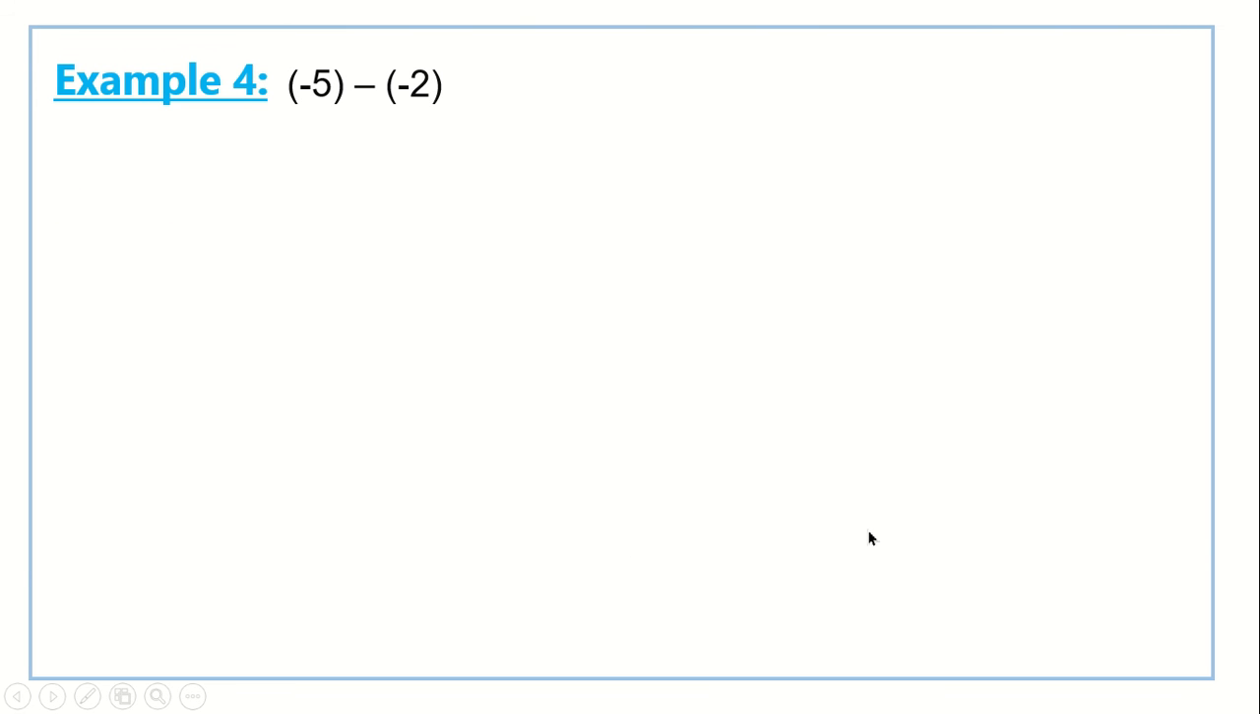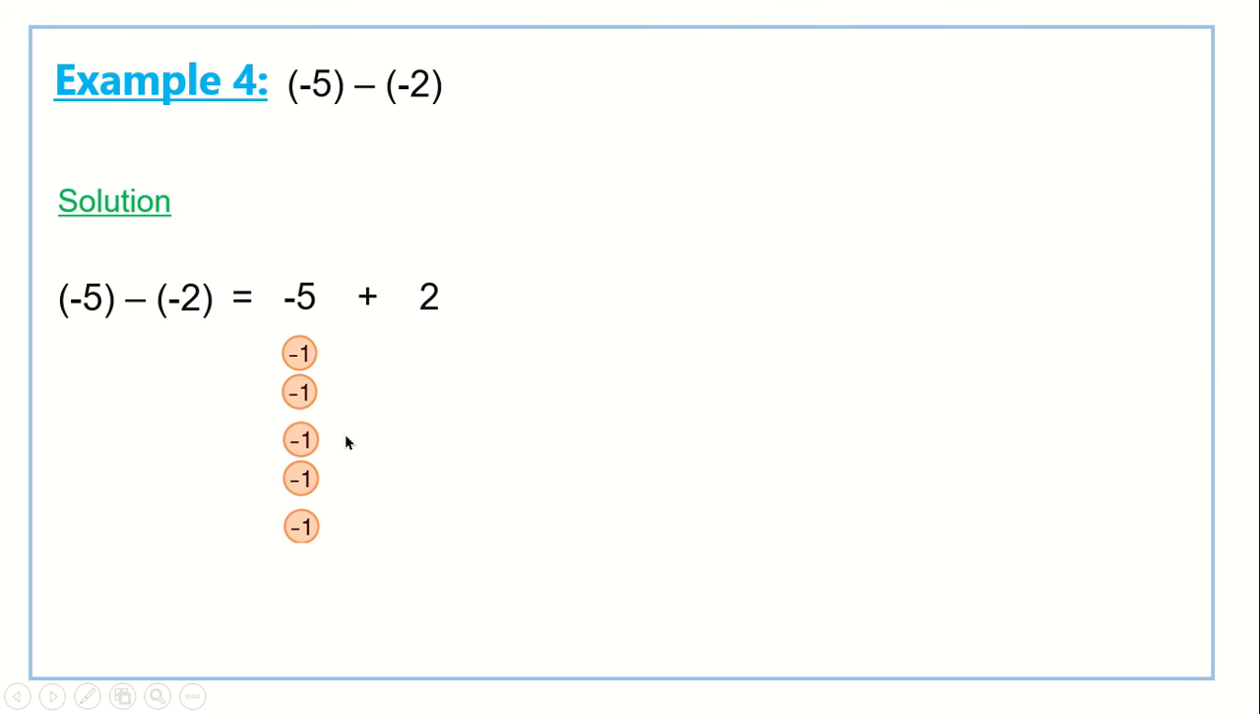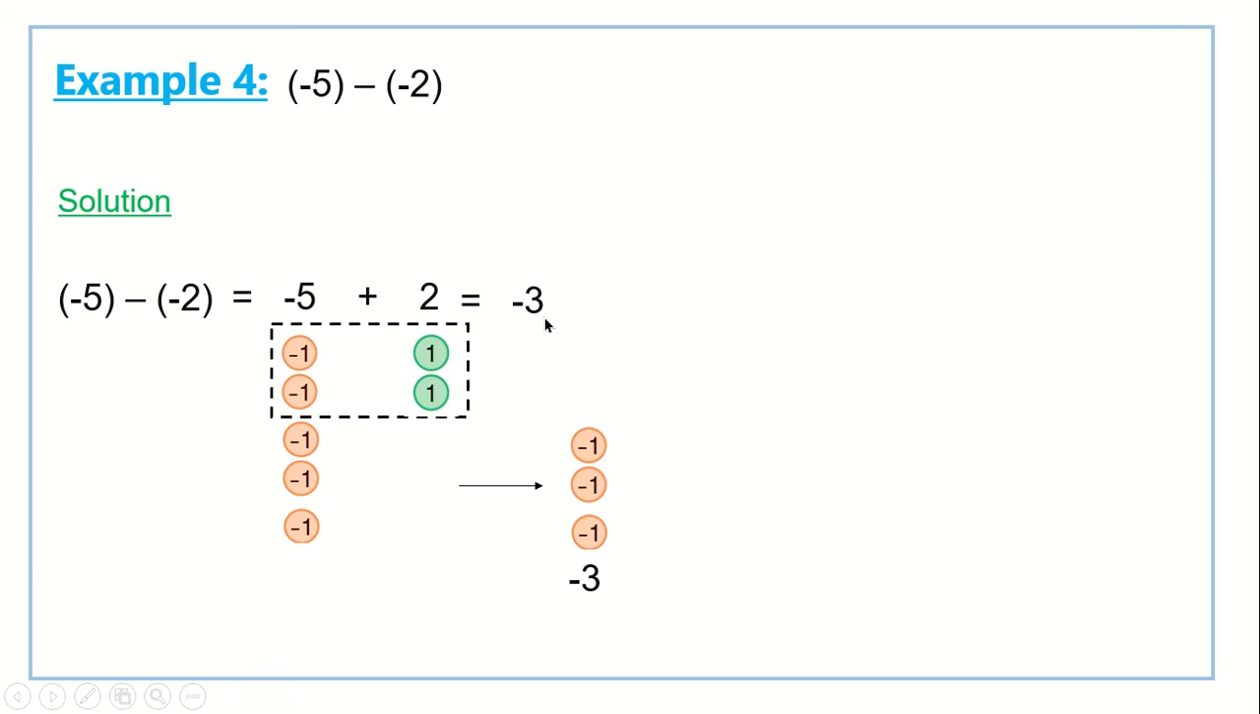We look at example 4. We have got negative of 5 minus negative of 2. Remember, a negative of a negative gives us a positive. So we have negative 5 plus 2. So we have 5 discs of negative 1 to represent negative 5 and 2 disks of 1 to represent 2. And then this negative 1 and this 1 will make a 0 pair. Even this negative 1 and this 1 will make a 0 pair. So we remain with negative 3. So negative 3 becomes our final answer.